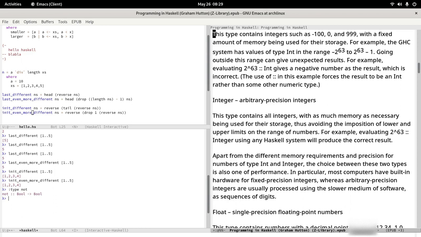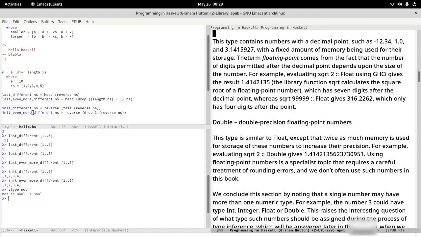Float: single precision floating point numbers. This type contains numbers with a decimal point, such as -12.34, 1.0, and pi, with a fixed amount of memory being used for their storage. The term floating point comes from the fact that the number of digits permitted after the decimal point depends upon the size of the number.